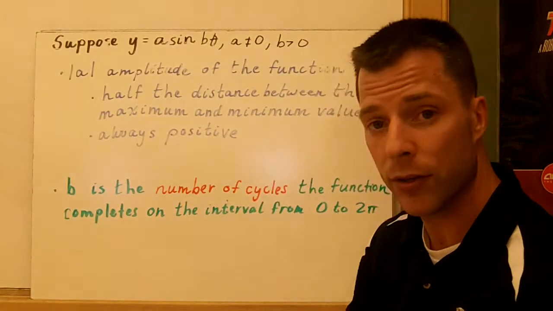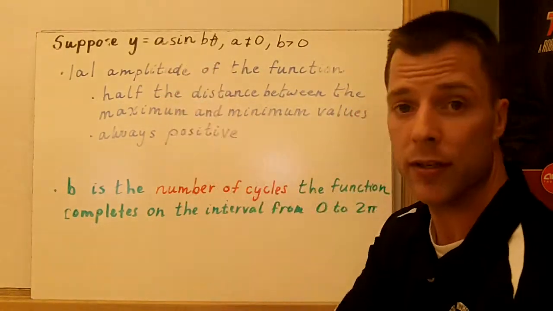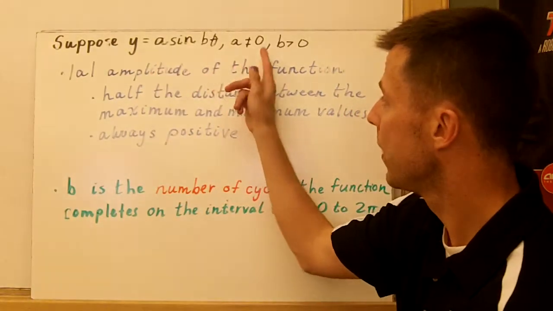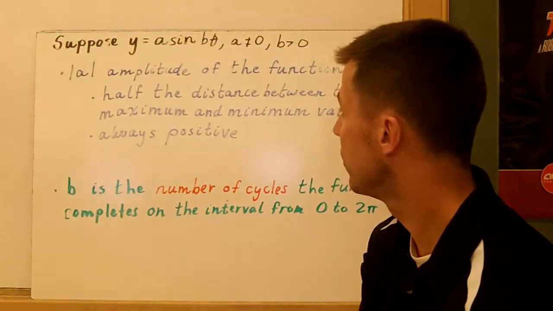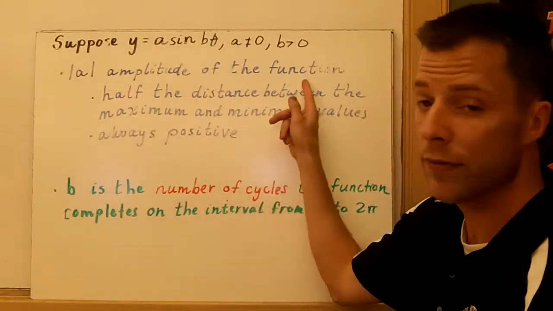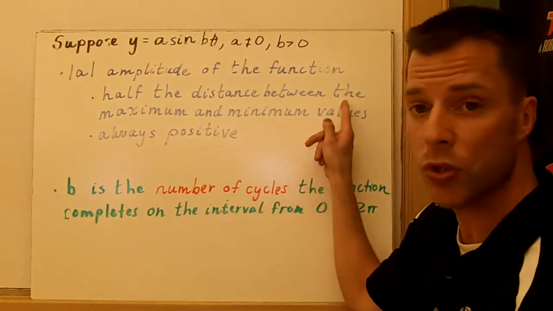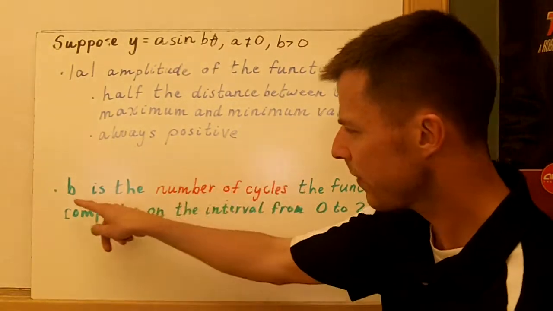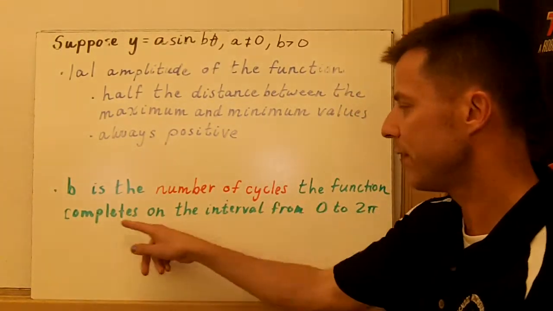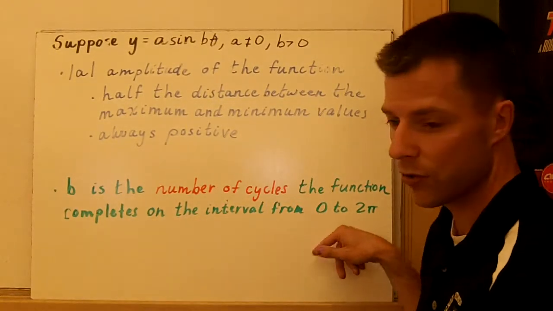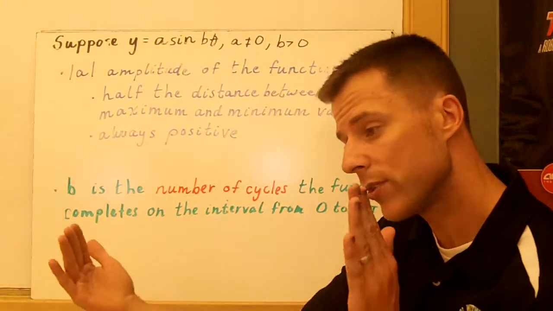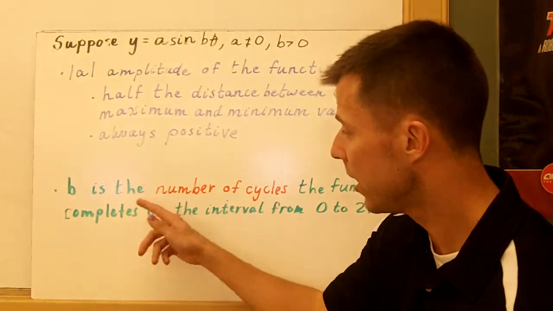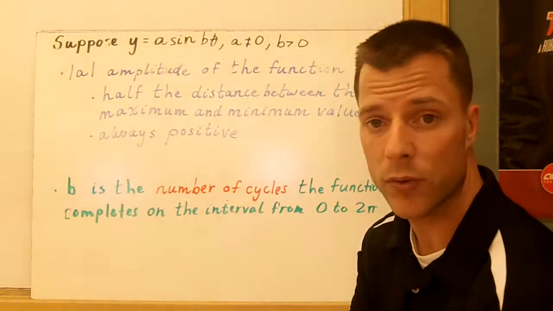We're first going to talk about A and B, stretching and shrinking our sine function. A can't be 0, and B has to be greater than 0. Okay? A is called the amplitude of the function. It's half the distance between the maximum and the minimum values, and it's always positive. B is the number of cycles that the function completes on the interval from 0 to 2 pi. So basically we look from 0 to 2 pi, how many times does our function repeat? That's our B value. It's going to look a lot easier when we look at the graphs.